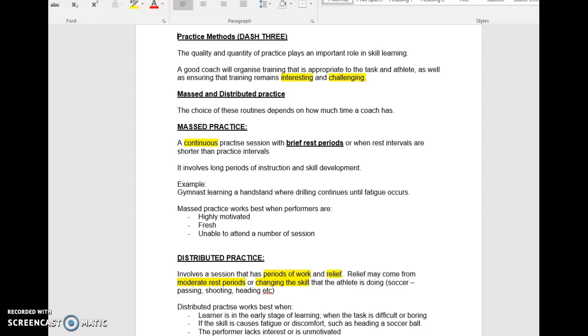Distributed practice works best when learners are in the early stages of learning, and we call this the cognitive stage. That also links to a later part of the syllabus. And this can be when the task is difficult or boring, such as my header example in soccer. The performer might lack interest or is unmotivated, again a difference from massed practice, and therefore skills will need to be broken up, and having a number of different drills in a practice will keep the athlete motivated.